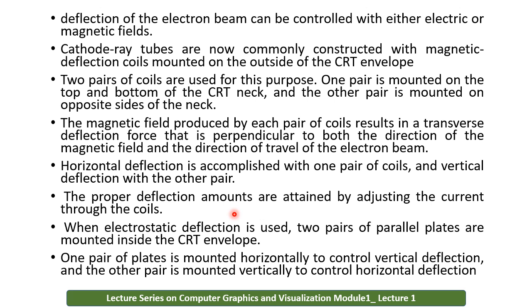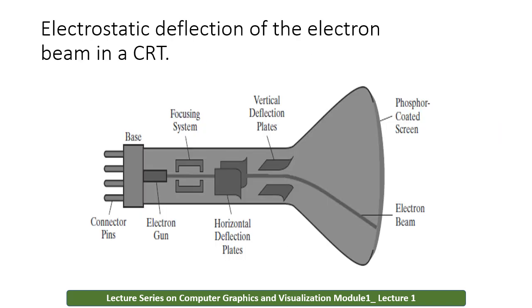And the proper deflection amounts are attained by adjusting some current through the coils. When electrostatic deflection is used, two pairs of parallel plates are mounted inside the CRT envelope. One pair of plates is mounted horizontally to control the vertical deflection, and the other pair is mounted vertically to control the horizontal deflection. So this is the electrostatic deflection of the electron beams.